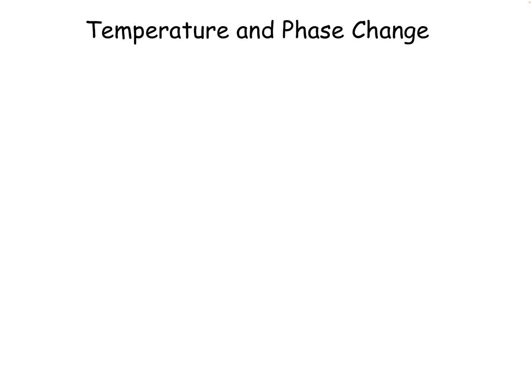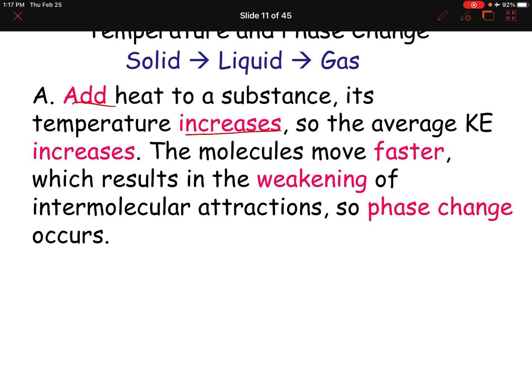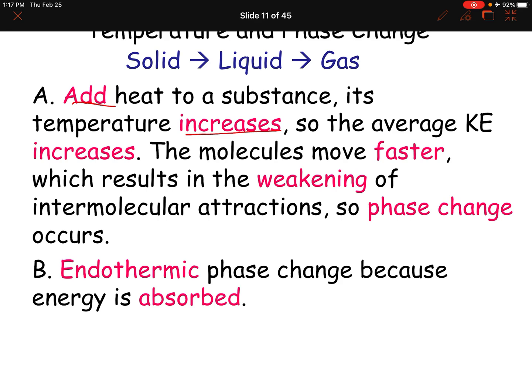All right. Welcome back. Temperature and phase changes. So when you go from a solid to a liquid to a gas, those phase changes, you're going to be adding heat to your substance. And so since you add heat to your substance, your temperature will increase. These are all our blanks. So your average kinetic energy will increase. Those are synonyms. Molecules are moving faster, which results in the weakening of intermolecular attraction, so you have a phase change. When you go from a solid to a liquid to a gas, you're absorbing heat. It's endothermic. So energy is absorbed.